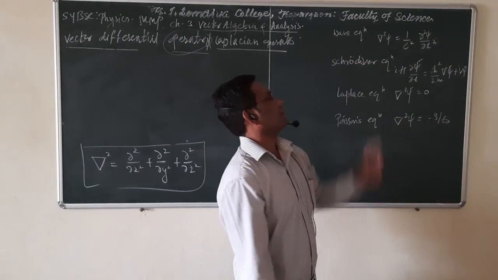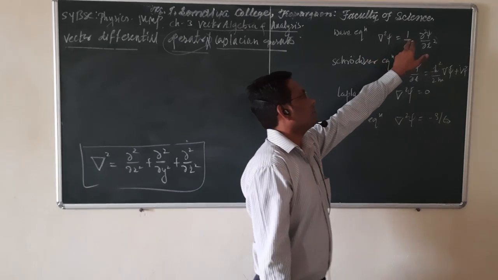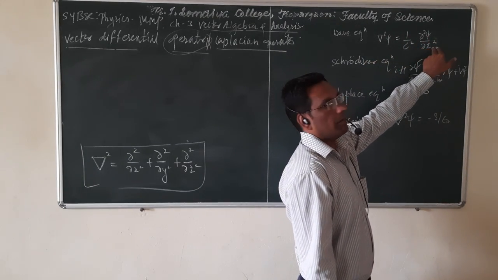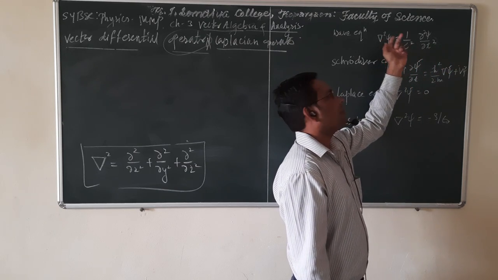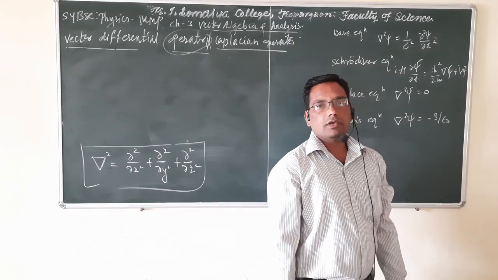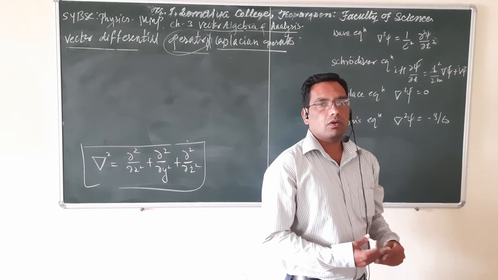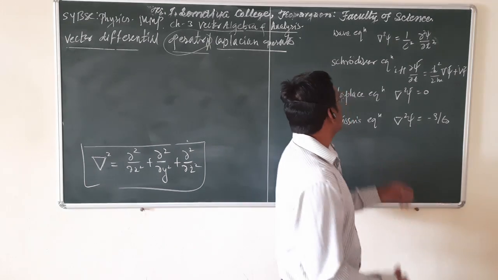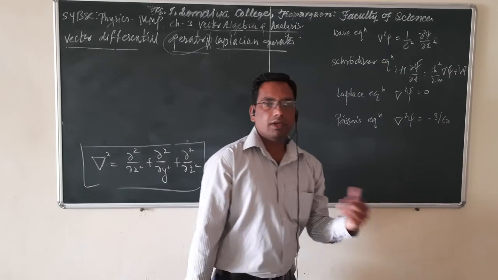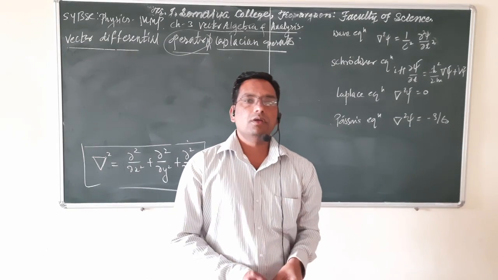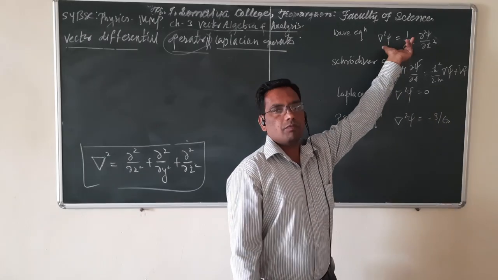First one is the wave equation. In physics, the wave equation is like this: del square psi = 1/c² ∂²psi/∂t². Here we have the Laplacian operator. Psi is what we often call the wave function. Waves are everywhere. We know that light is an electromagnetic wave, and sound waves are there. All those waves are expressed in the form of these equations.